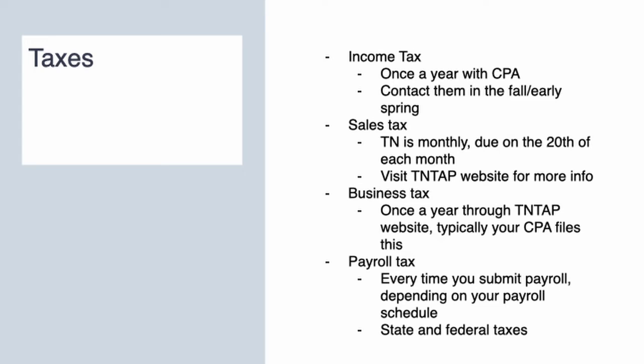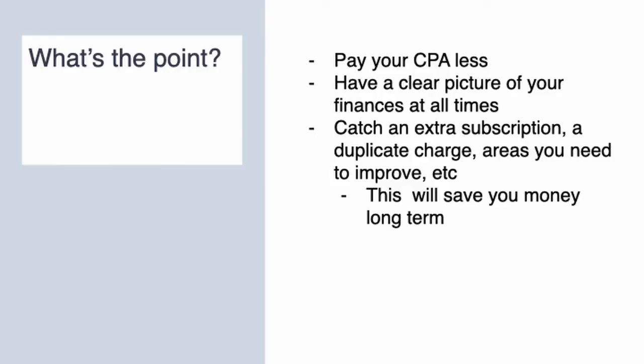Business tax is also through TNTAP, and this is only filed once a year. Usually your CPA will file this for you, you just have to request it. And then payroll tax, this is all kinds of deadlines, state and federal. The deadlines vary from every time you submit payroll. There are also quarterly deadlines, and then annual deadlines as well. So that's just a brief overview, and you guys, of course, can ask me any questions when we meet together. And then lastly, what's the point of all this?